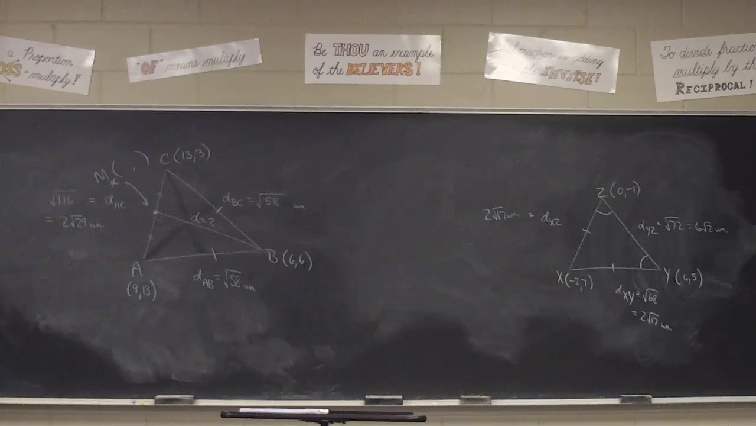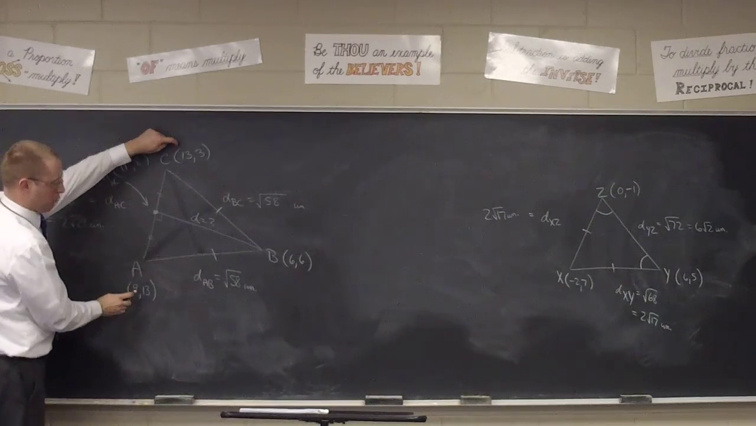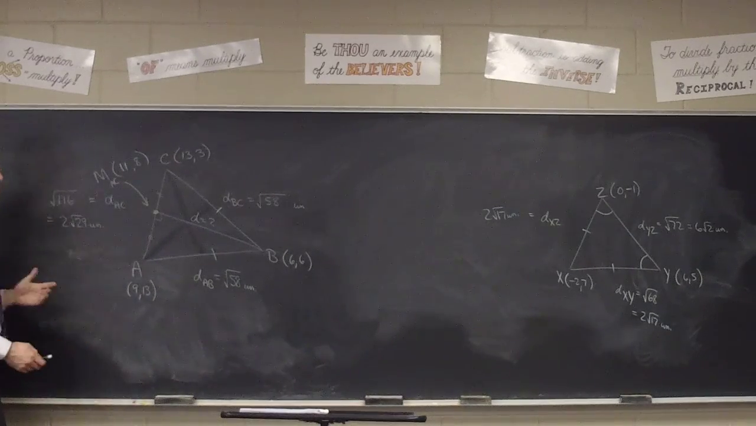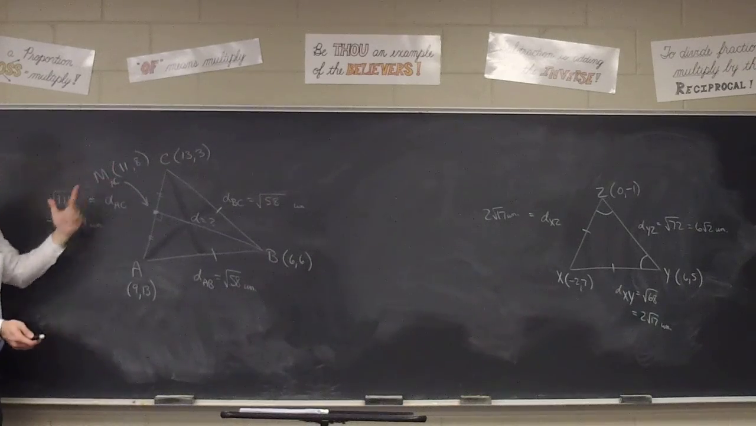And what do we get? 11, 8. Remember, you're going to add 22, divide by 2, 11. Add 16, divide by 2, 8. Or think what's halfway between 9 and 13 is 11, what's halfway between 3 and 13 is 8. However you want to think of it.